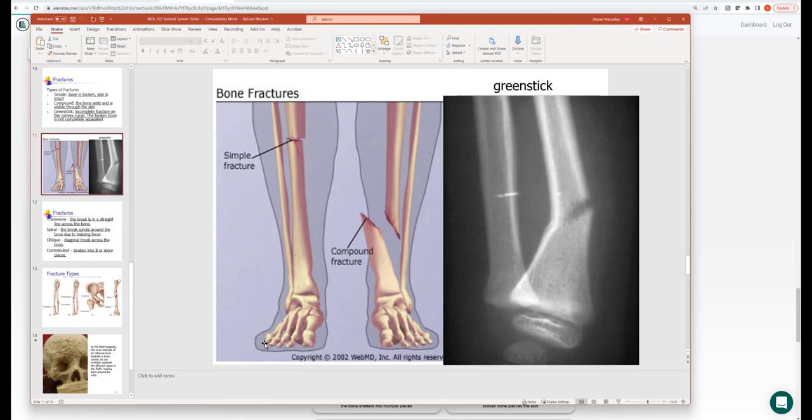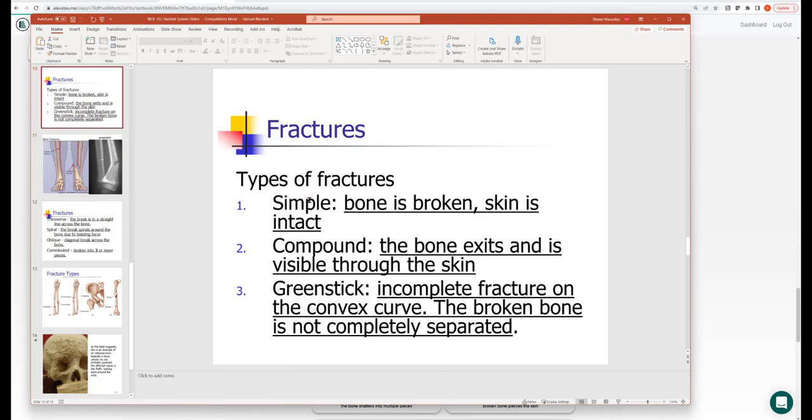Man, those are tiny little bones, aren't they? Think about your pinky toe. Tiny little bones, but those little bones are long bones. Even though they're not very long, they are still considered long bones, whereas the bones of the ankle and the bones of the wrist are considered short bones. And another slide just about simple, compound, and green stick fractures. So four slides here on fractures.